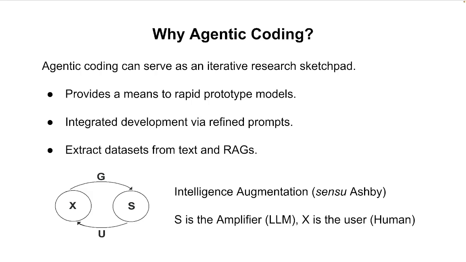So for this project, we actually use a technique called agentic coding. So why do we want to use agentic coding for this? Well, it's hard to figure out how to implement all these models together. And agentic coding is very good at generating code, especially when you want to put it in the context of some problem. And agentic coding is basically being used here as an iterative research sketchpad.